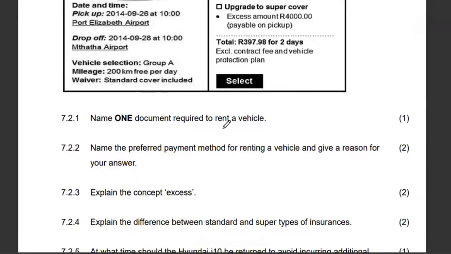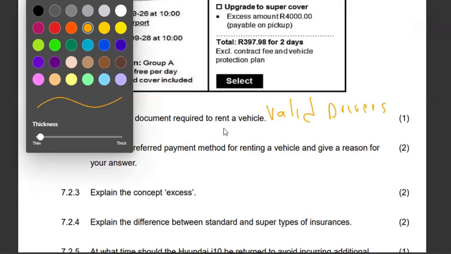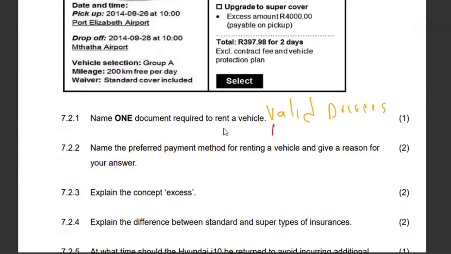Name one document required to rent a vehicle. When you rent a vehicle, you need a valid driver's license. Name the preferred payment method when renting out a vehicle. Credit card.